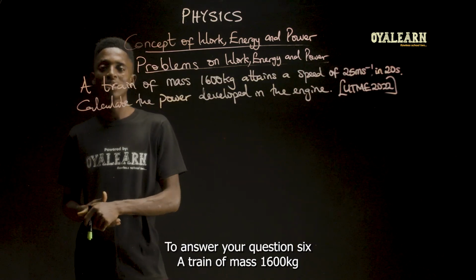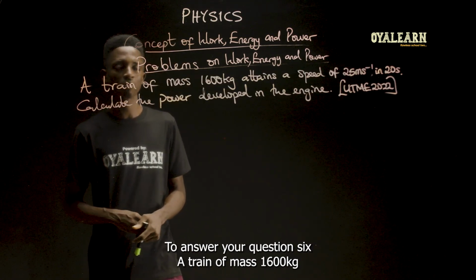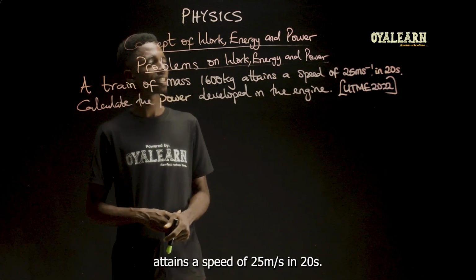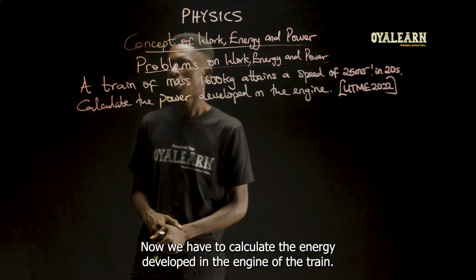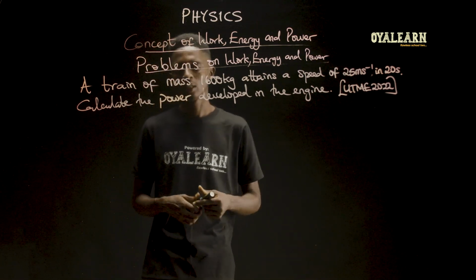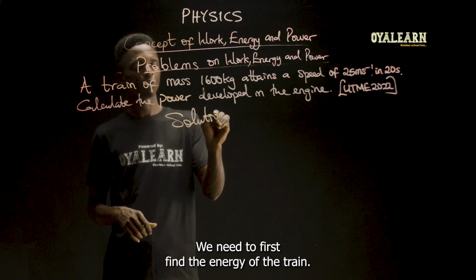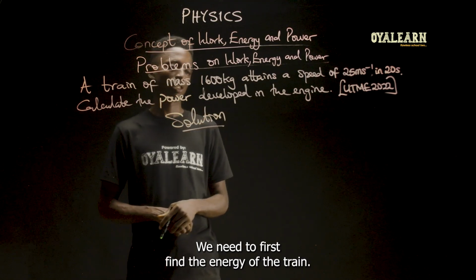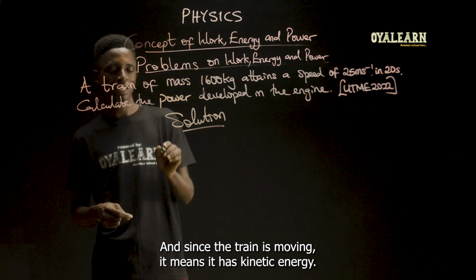This 2022 UTME question says, a train of mass 1,600 kilograms attains a speed of 25 meters per second in 20 seconds. Now, we have to calculate the energy developed in the engine of the train. Now, in order to solve this, there are some things we need to do. We need to first find the energy of the train. And since the train is moving, it means it has kinetic energy.